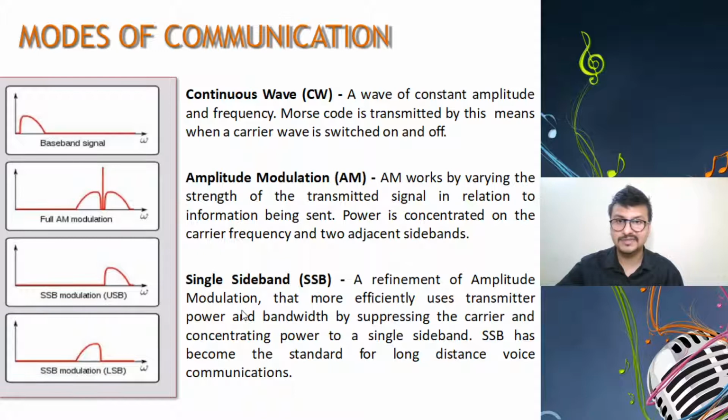You can see on the left side there is a diagram of full AM modulation. In the second diagram, you can see the y-axis and the x-axis, this small graph, full amplitude modulation. At the center there is a line and on the left and right side there is a curve. Here they have varied the transmitted signal. The wave started with the x-axis and varied its path. So amplitude modulation works by varying the strength of the transmitted signal in relation to the information being sent.